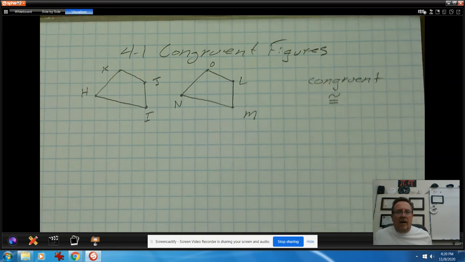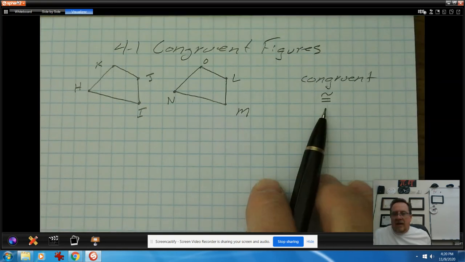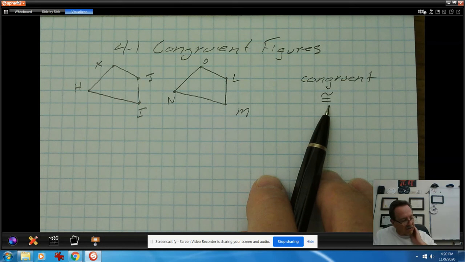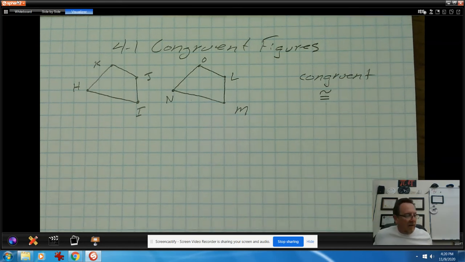All right. Real quick, hopefully you remember that this little symbol here means congruent. So if we know what congruent means, they're the same size and same shape, and we know what the symbol for it is, we can start talking about congruent figures from section 4-1 in our books.